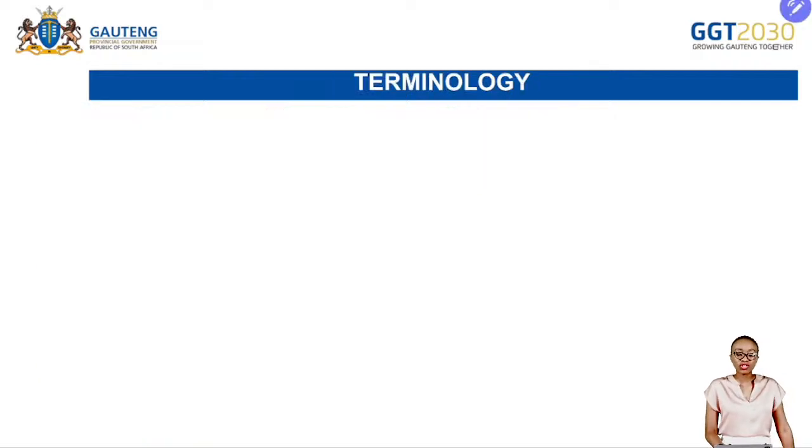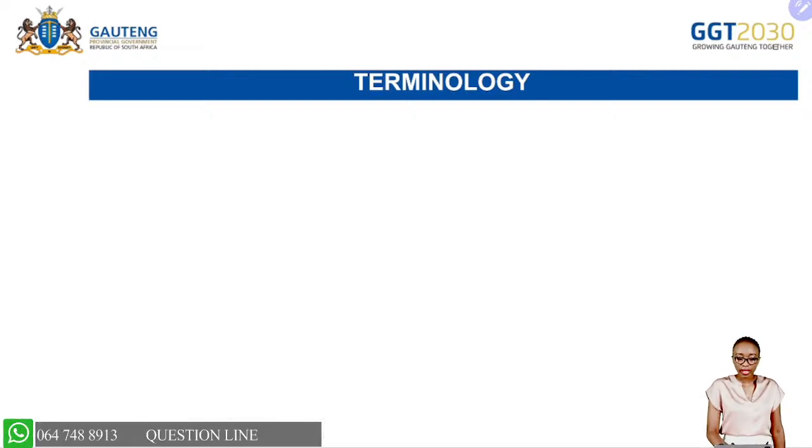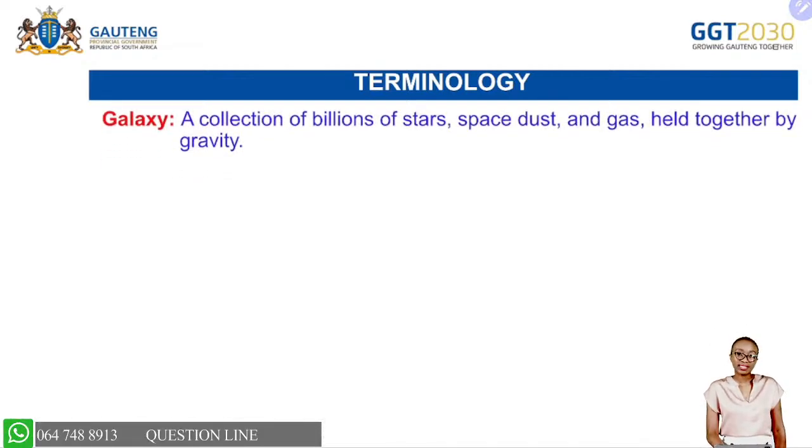So now let's move on to terminology. These are the terms that we need to know that fall under this topic. The first term is galaxy. A galaxy is a collection of billions of stars, space dust, and gas held together by gravity. This term explains our baseline activity.